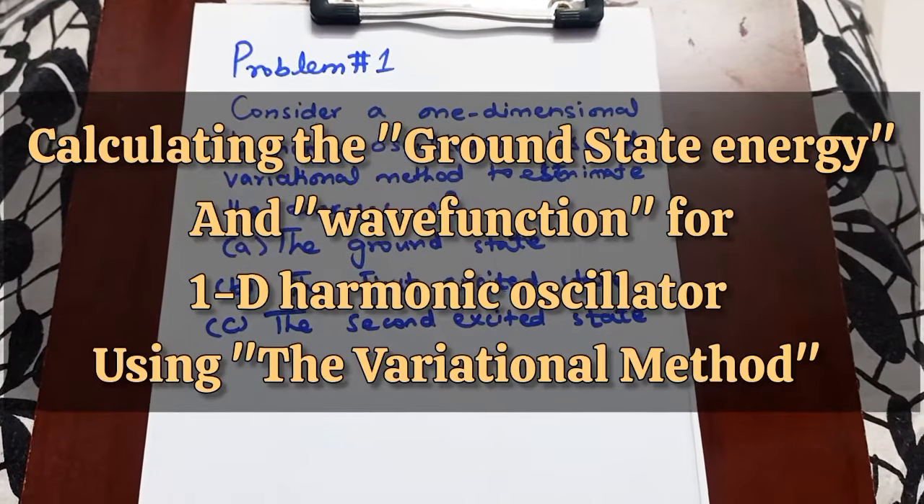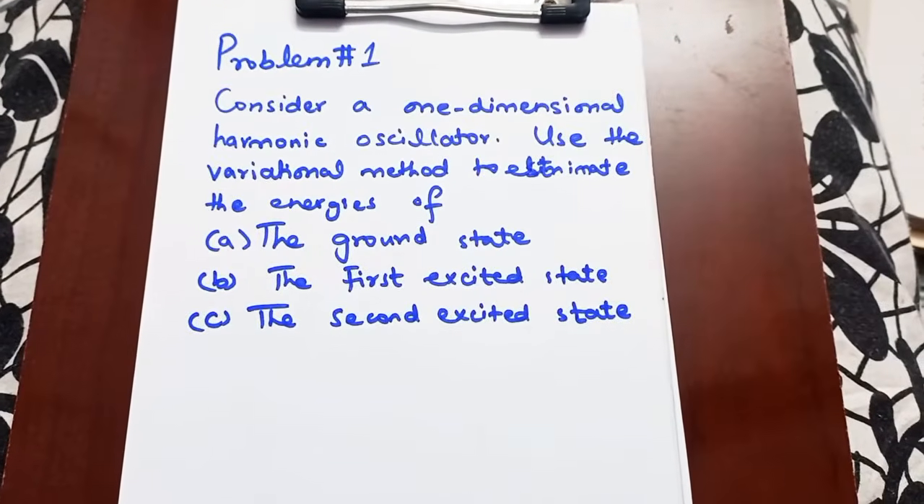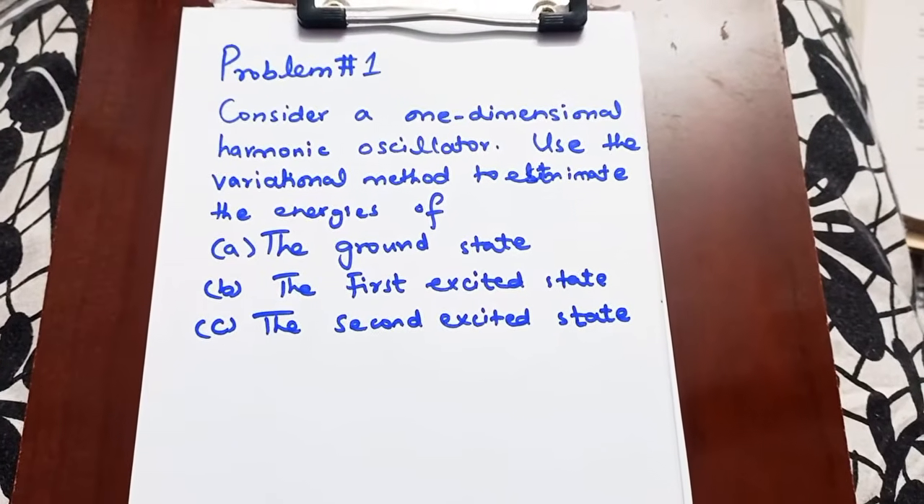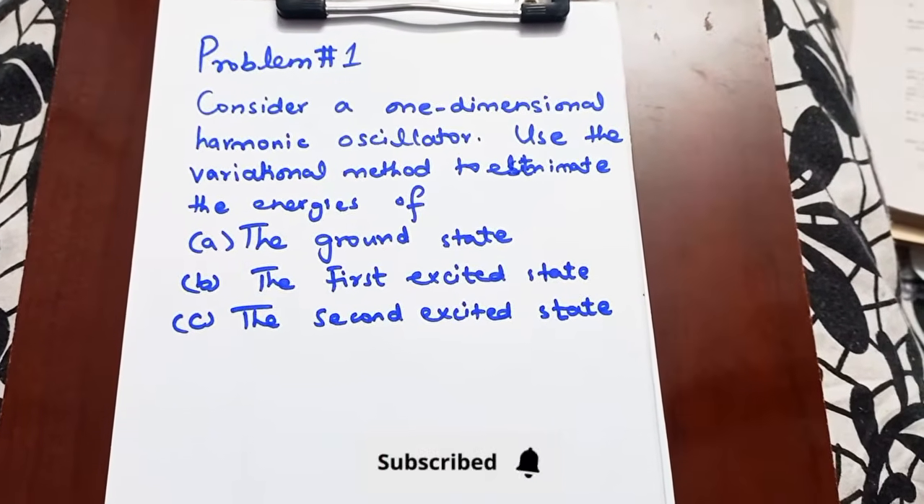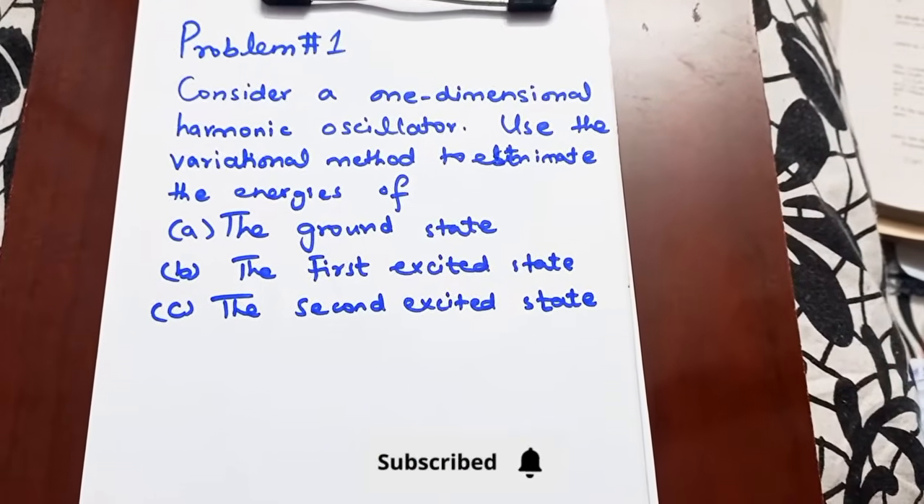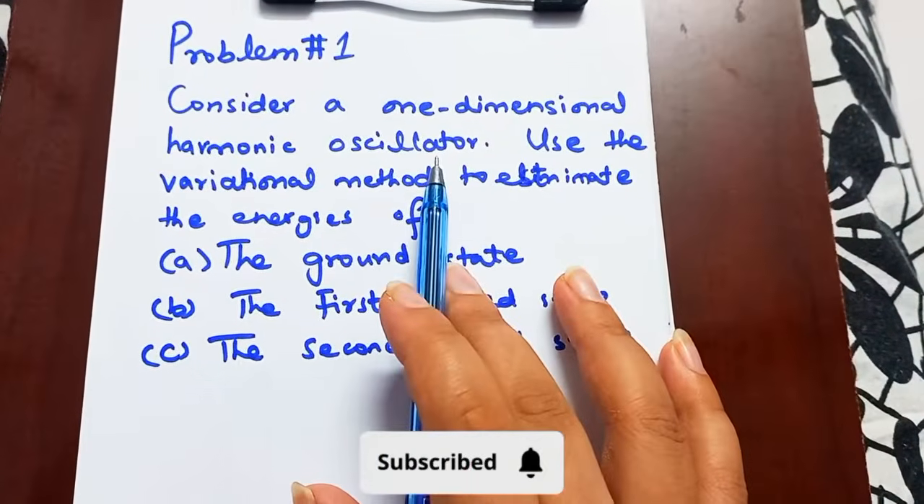In this video, we are going to solve a problem related to the variational method. This is the example problem. Before this video, we have seen what the variational method is, and now we are going to use that method in finding out the energy states and wave functions for a 1D harmonic oscillator.